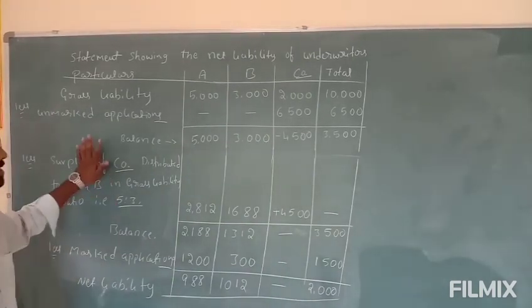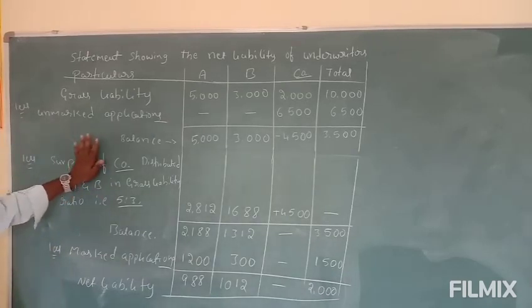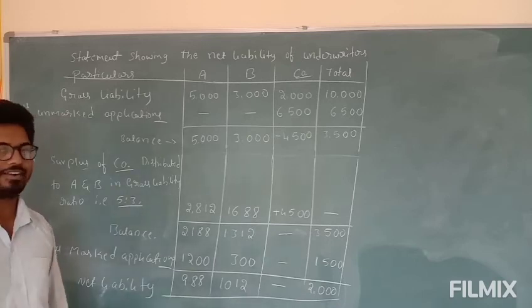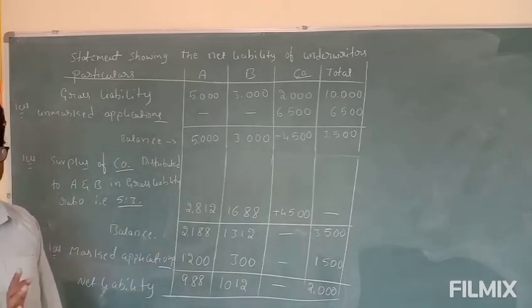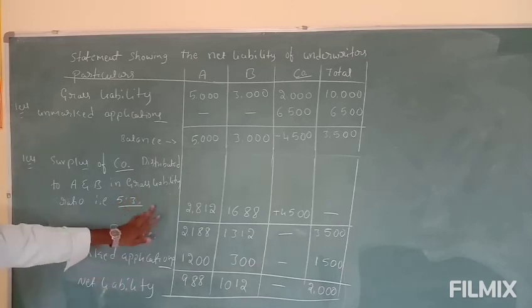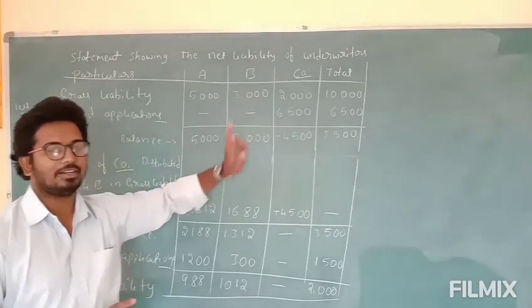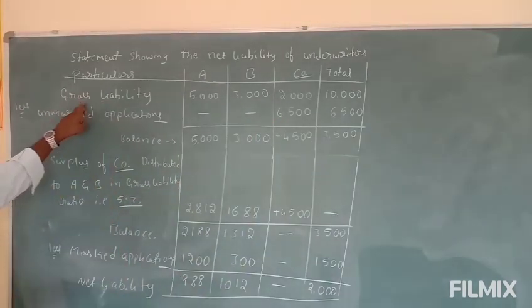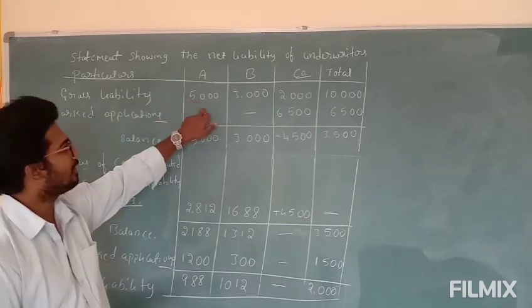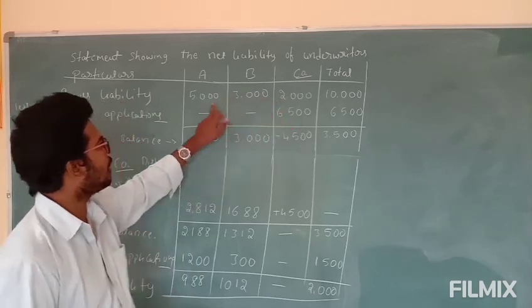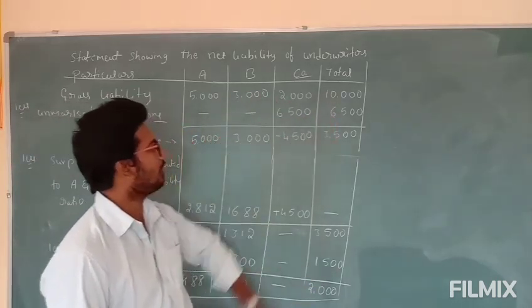I will explain the sum once again. So first find out the unmarked applications given in the question. In the public subscription, the public applied figure they have given, less marked applications directly given in the question. So we will get unmarked applications. Whenever there is partial underwriting, the entire unmarked applications relate only to the company. So at that time first you should take gross liability. Gross liability of A that they have given in the question 5000, B 3000. So remaining 2000 goes to the company. So 5000, 3000, 2000, total 10,000.